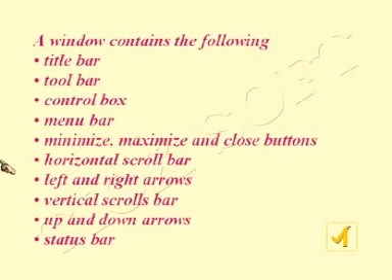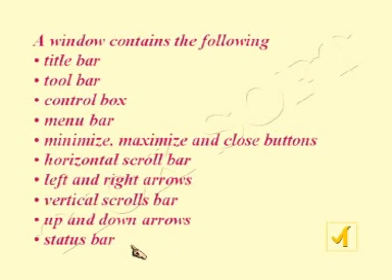So a window contains the following: title bar, toolbar, control box, menu bar, minimize, maximize and close buttons, horizontal scroll bar, left and right arrows, vertical scroll bar, up and down arrows, and status bar. So these are all the elements which are inside the window.